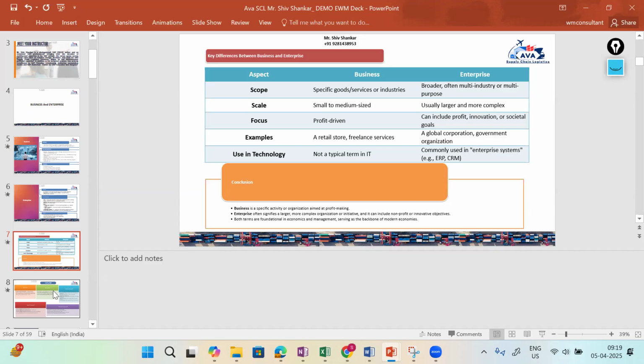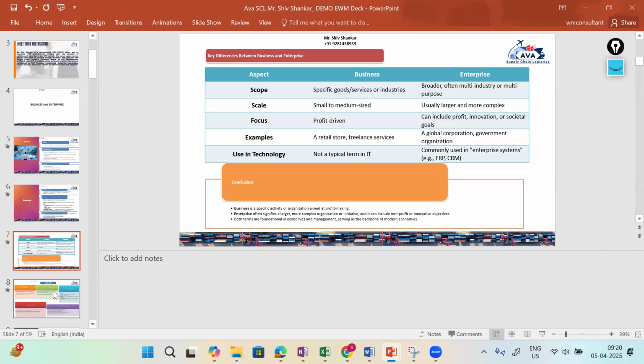And scale is smaller, medium size, you can consider as a business, and enterprise is usually larger and more complex. Profit driven, whereas enterprise can include profit, innovation, and societal goals. And the technology here, where we are working, is not typical in IT, whereas in enterprise, we commonly use enterprise systems. The technology used to run their businesses, we call enterprise systems. That is nothing but ERP or CRM. ERP stands for Enterprise Resource Planning, and CRM stands for Customer Relationship Management.